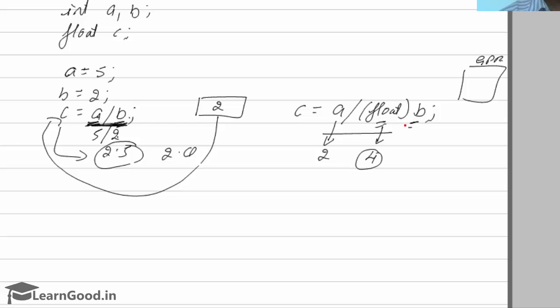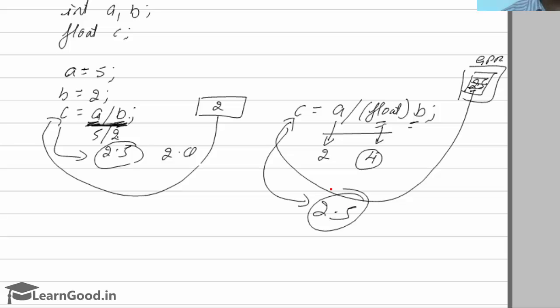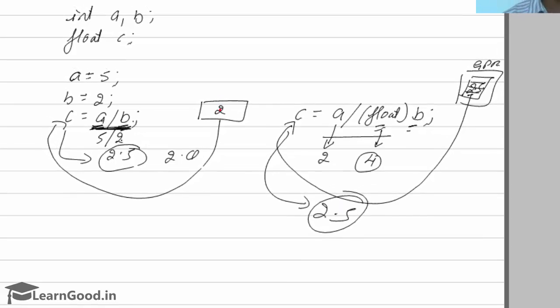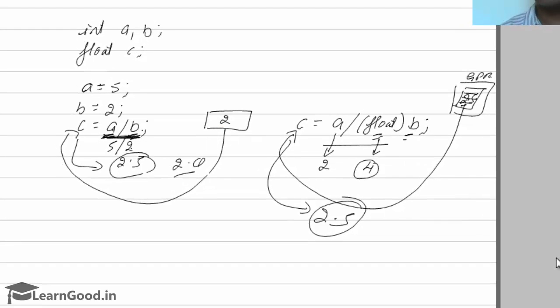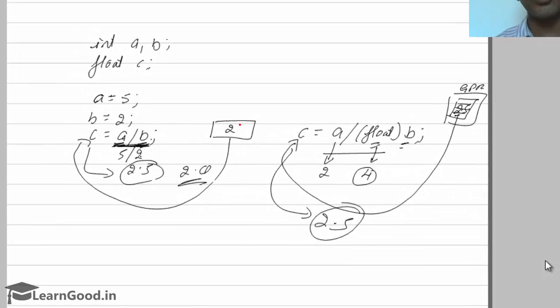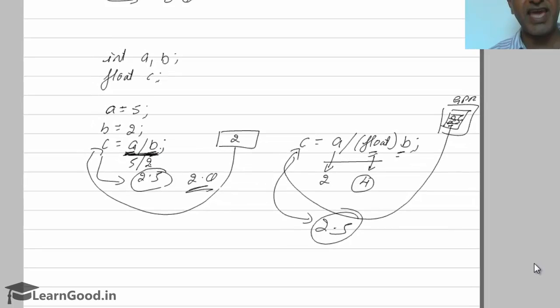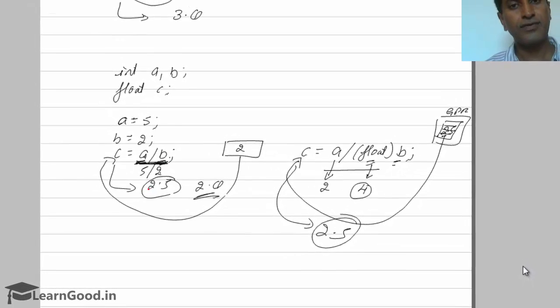So now a divided by b, 5 divided by 2, is nothing but 2.5. The 2.5 can be stored in this 4 bytes location. And from this GPR, when it gets transferred to c, the value will be as it is, that is 2.5. Whereas in the earlier case, because in GPR it is allocated 2 bytes, the result is going to be 2.0. Why is it allocating 2 bytes? Because both the operands, a and b, are of 2 bytes.